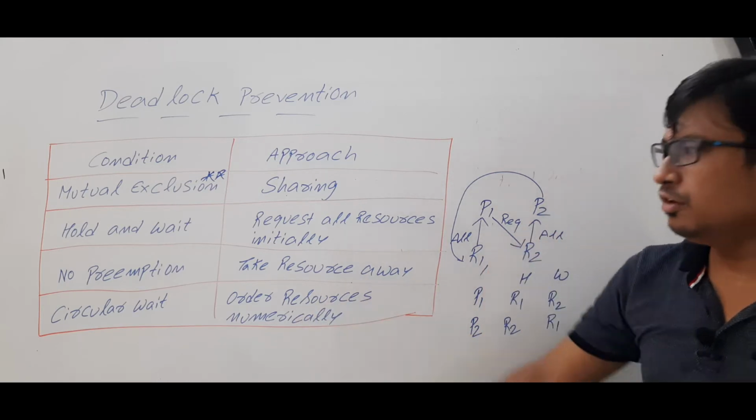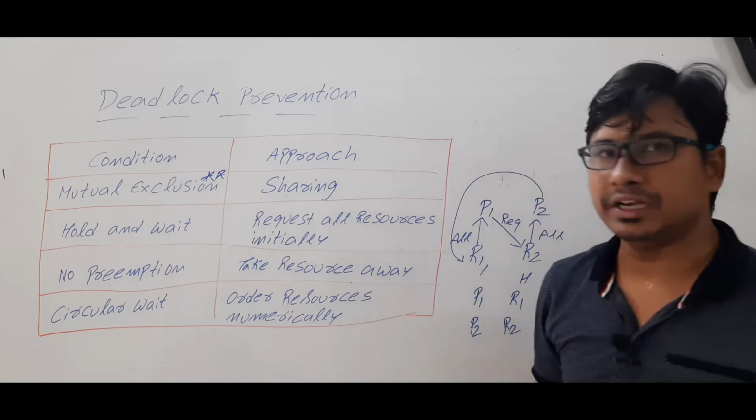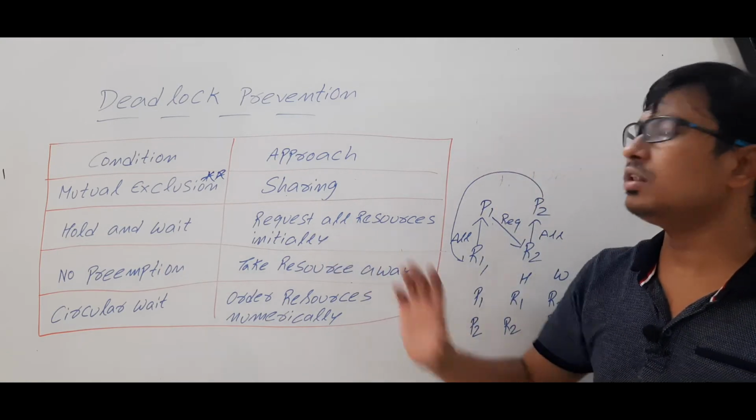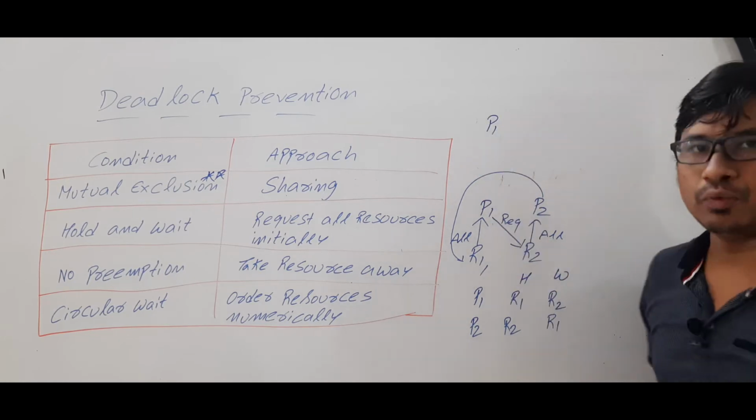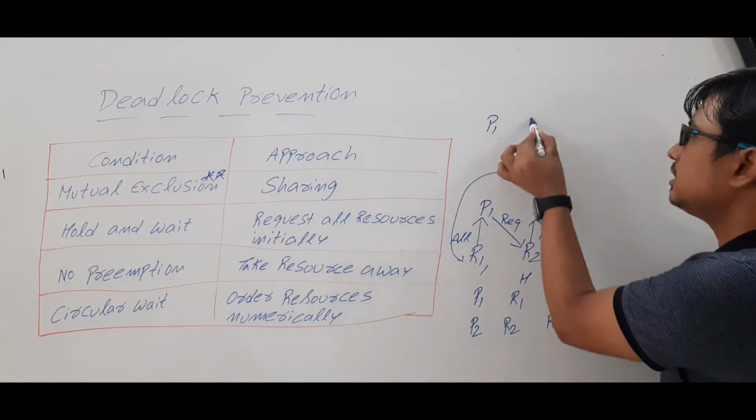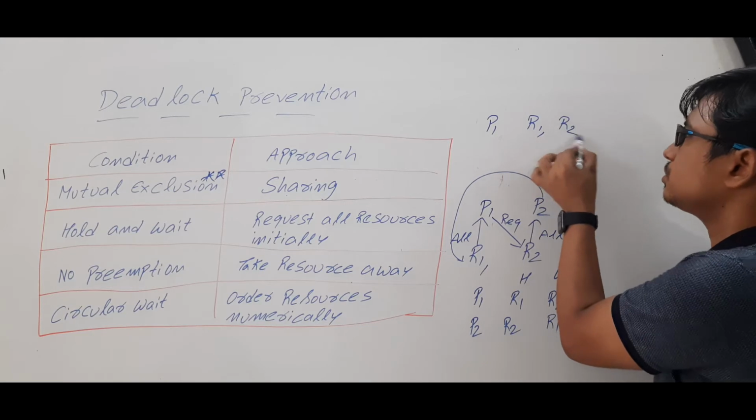Is it clear? If we disable hold and wait, meaning request all the resources initially, then process P1, if it wants to complete its task, needs resource R1 and resource R2.